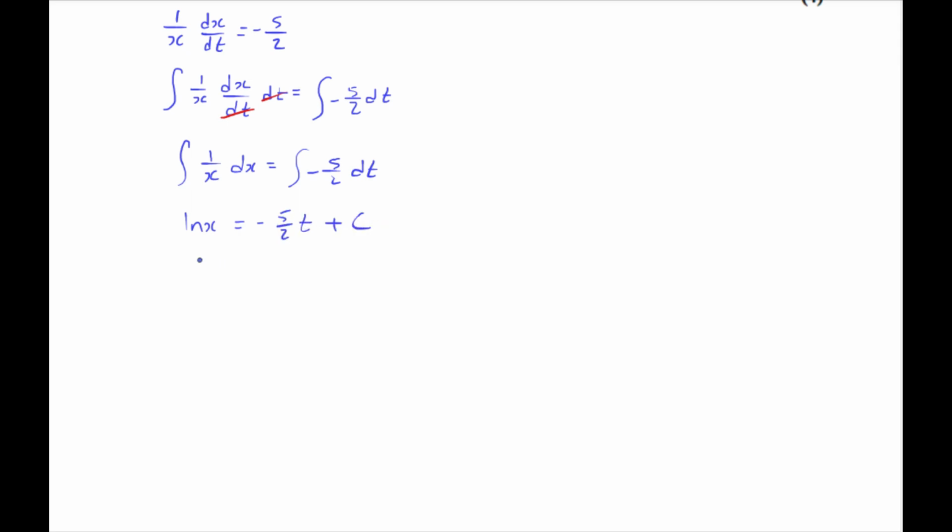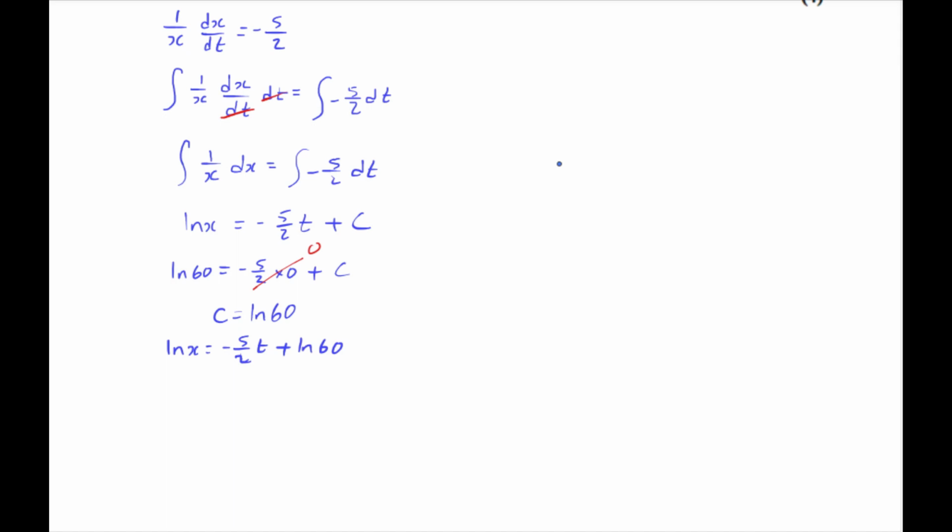We are given that x equals 60 when t is 0, so subbing those values in we get ln 60 equals minus 5 over 2 times 0 plus c. This becomes 0, so c equals ln 60. Therefore the equation we have is ln x equals minus 5 over 2t plus ln 60.